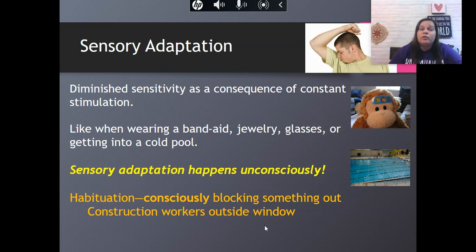Habituation is what it's called when we are consciously trying to block something out. So, for example, maybe we're in our classroom and there's a loud noise outside, and there are construction workers making noise or cutting the grass or the band is practicing outside. But when we decide, okay, I need to not listen to that and I'm going to listen to Miss Thomas talk during class, then that would be habituation, because you are consciously trying to block that out and focus on something else.